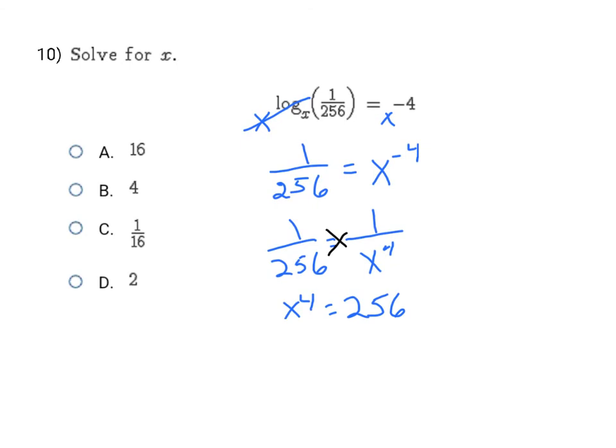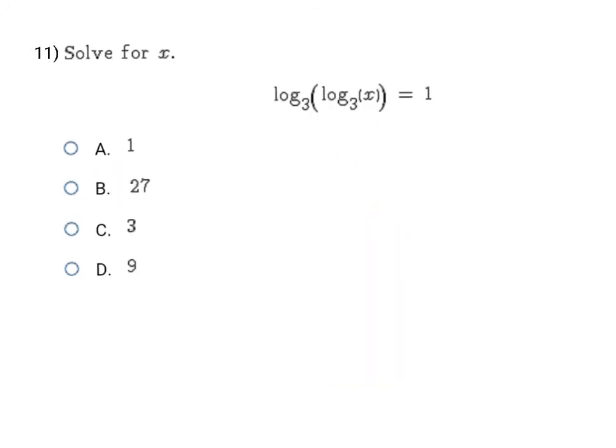I need to remove the 4th power. So the opposite of going to the 4th power is taking the 4th root. So I'm going to take the 4th root of both sides. That cancels out the exponents, and I'm just left with x. And taking the 4th root of 256 is 4. So that means my final answer here is going to be x equals 4, which is letter B.